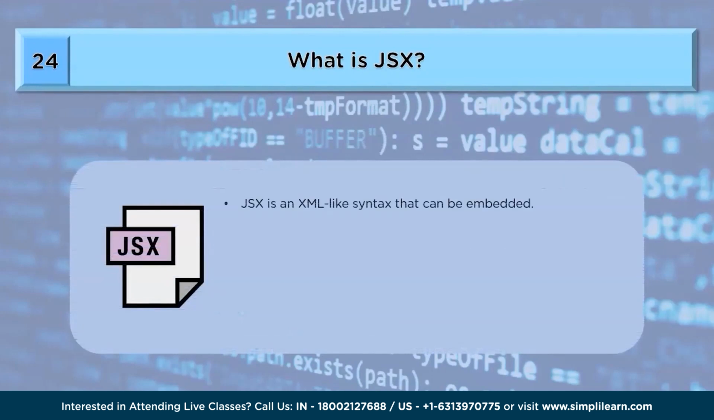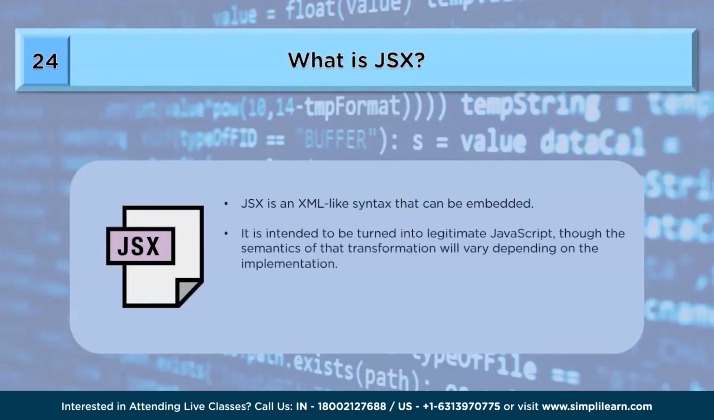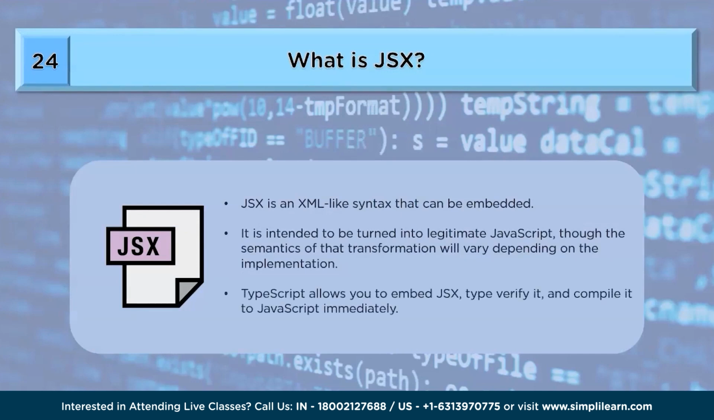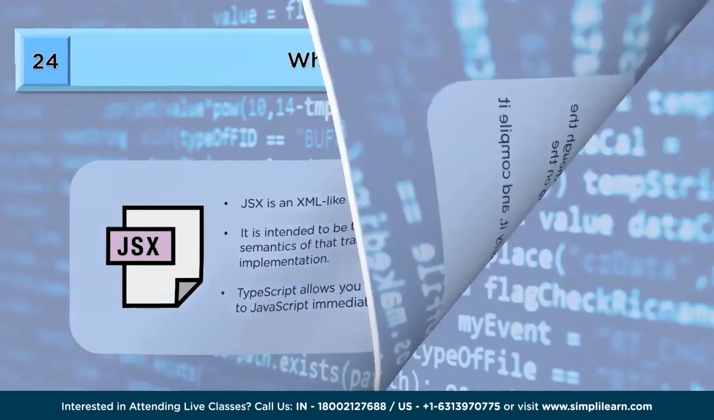JSX is an XML-like syntax that can be embedded. It is intended to be turned into legitimate JavaScript, though the semantics of that transformation will vary depending on the implementation. TypeScript allows you to embed JSX, type verify it, and compile it to JavaScript immediately. JSX needs to be translated into valid TypeScript. We use the JSX file with the .tsx extension.